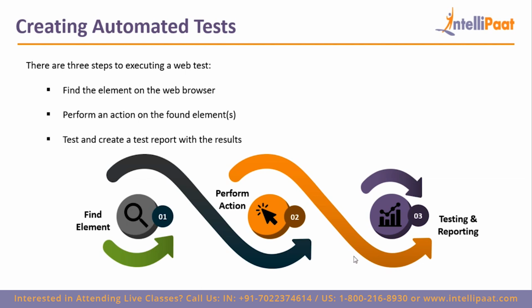The third step is testing and reporting, which will run all the tests, do the actions and check whatever the output is. That is basically testing. And then it will also create a report in the form of an HTML, which you can view in your browser to see what all actions passed and what all actions failed. So these are the 3 stepping stones for creating an automated test. So let's go through these steps one by one.